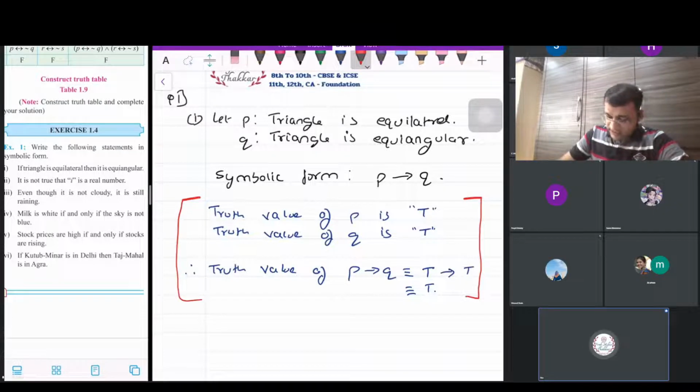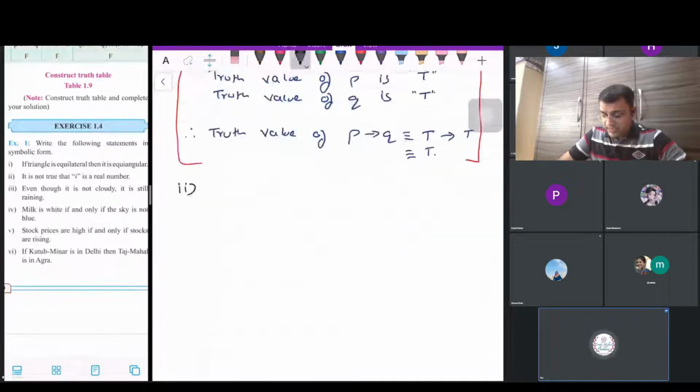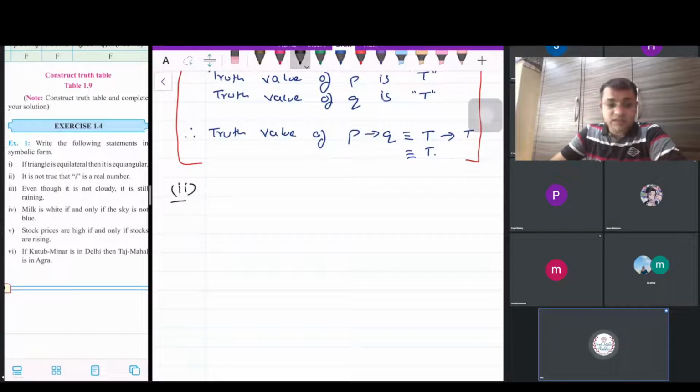It says that it is not true that i is a real number. As we had discussed in the last classes also, whenever we come across a negative statement, we always consider P and Q to be positive statements, and then based on that we will give the negation symbol to the given statement or the given condition.